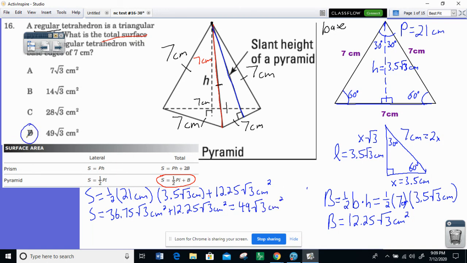And if you look carefully, you might notice that these 4 faces that make up this triangular pyramid are all congruent. So we also could have just done 4 times the area of one triangular face. That would be a way to get the surface area a little more quickly.